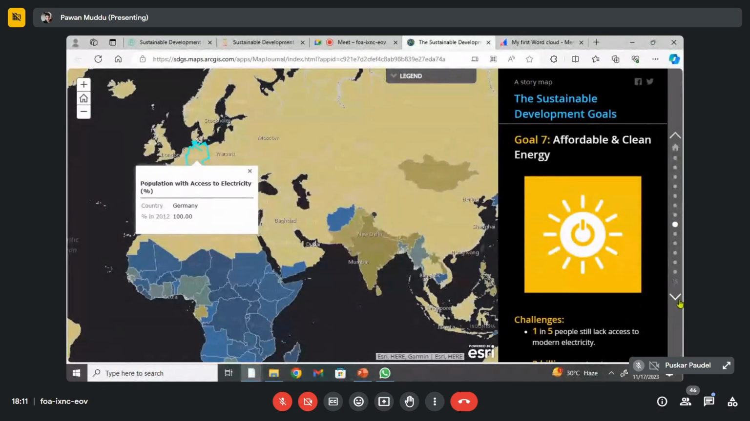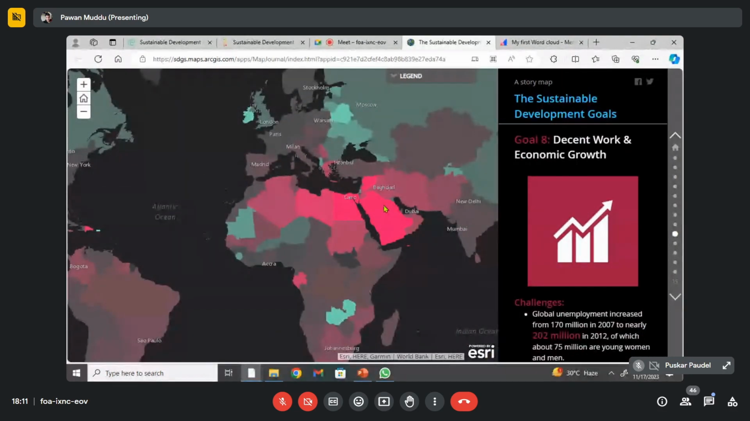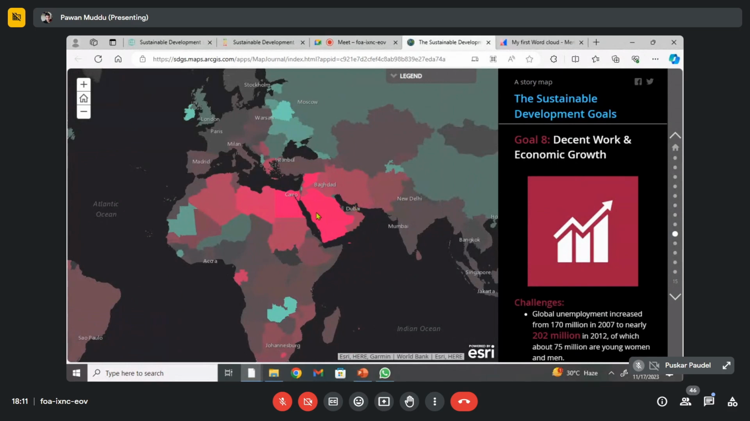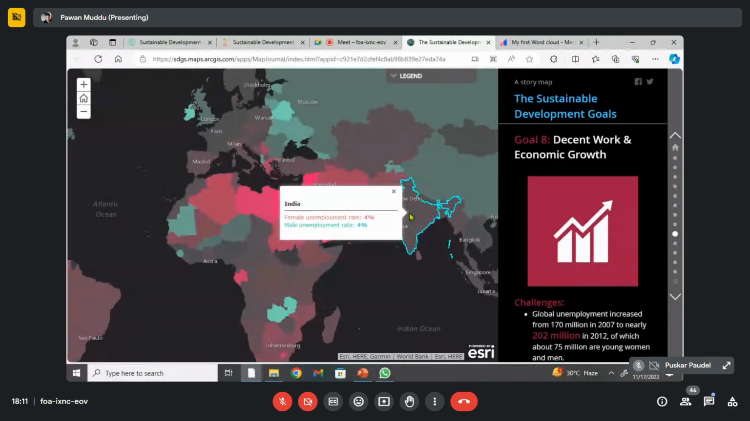Decent work and economic growth, and here we can see the unemployment, and what they have considered is the female and male unemployment. In the Islamic world, female unemployment is high, but let's just see where we in our part stand. Female unemployment is 4%, which is okay, but it can be improved because everybody has the opportunity to get a good job and have a decent economic livelihood.